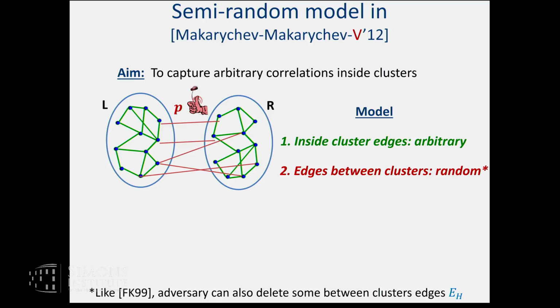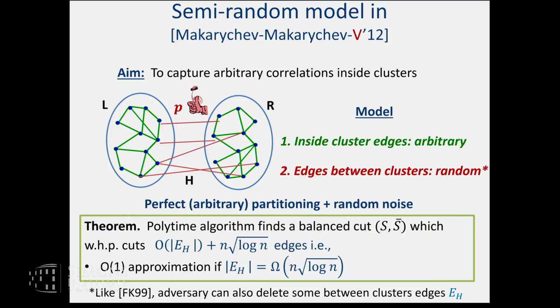Okay, so here you can think of a perfect partition. This is L and R, so you have whatever edges you want inside L and R, and nothing between L and R, and then you have random noise between the clusters. So this is more general than the Feige-Kilian model in the sense that you have arbitrary edges inside. And you can show that under this model, for various problems like balanced cut or k-way partitioning and so on, you can get a good constant factor approximation.